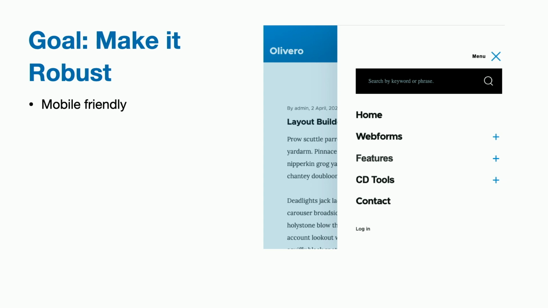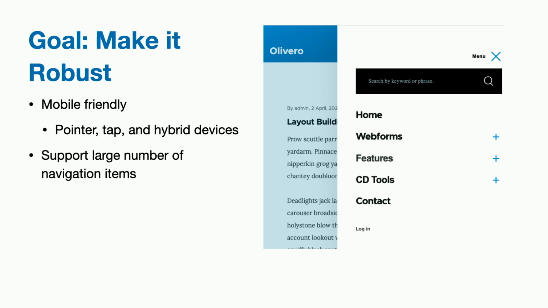And when we're talking about making it robust, it needs to be mobile friendly, of course. It needs to work on pointer, tap, and hybrid devices, and any device in between. It needs to support a large number of navigation items, because your content editors are going to intentionally try to screw up your design, because that's what content editors do. So thank you, everybody. And of course, it needs to support multilingual. It needs to support right-to-left languages, like Arabic and Hebrew, which read from the right side and then this way. We support that. It works.